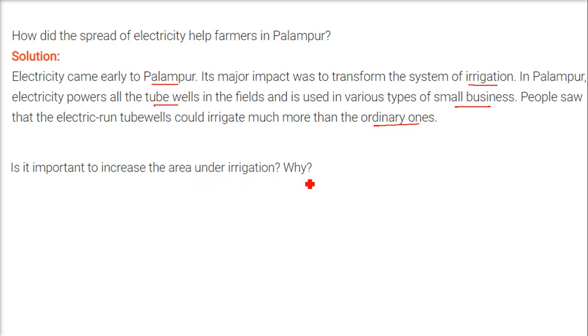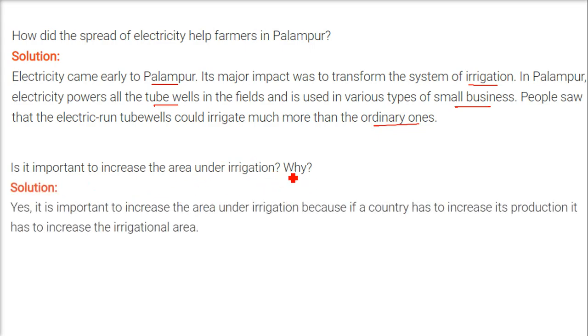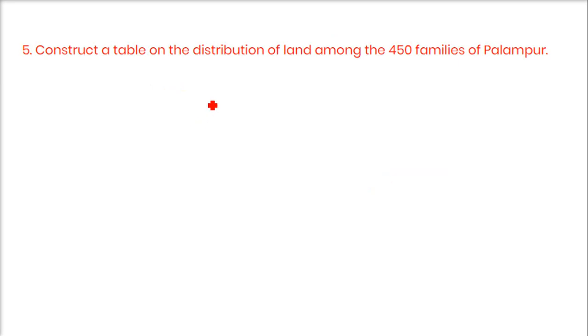Is it important to increase the area under irrigation? Why? Yes, if some area is under irrigation, if we can increase the irrigation, then the production will be higher. So it is important to increase the area under irrigation, because if a country has to increase its production, it has to increase the irrigational area. Because if the irrigation is proper, then the area can grow the crop better.